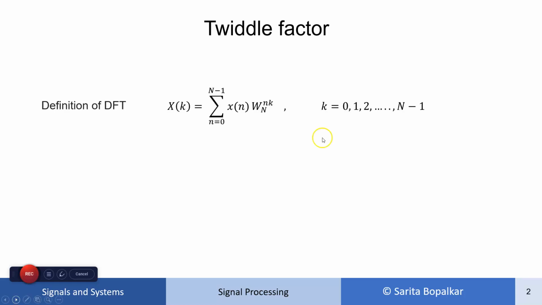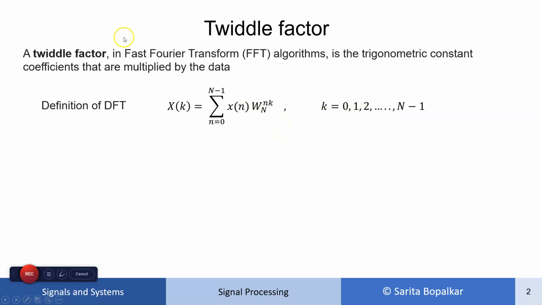The definition is X of k is equal to summation n varies from 0 to N minus 1 x of n W_N^{nk}, that is the twiddle factor, where k varies from 0 to N minus 1. So this twiddle factor in the fast Fourier transform algorithm is a trigonometric constant coefficient that is multiplied by data x of n.